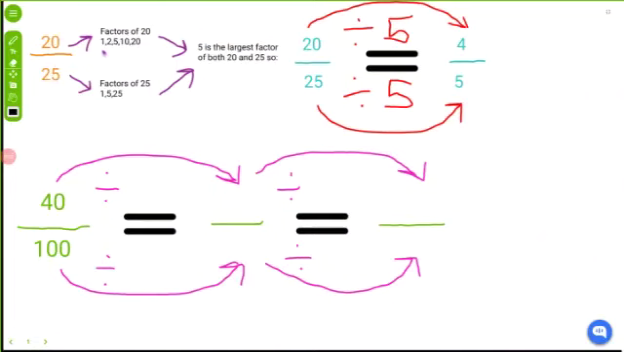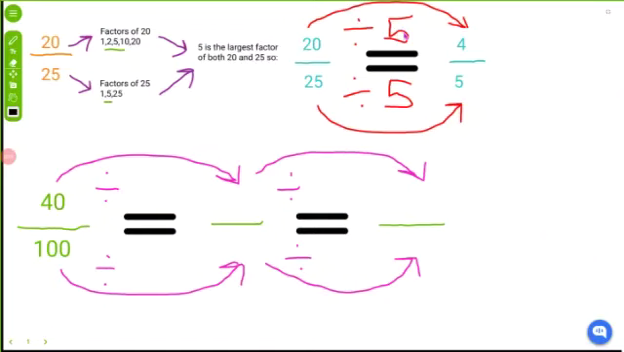So as we can see, if we look at the factors of both the numerator and the denominator, we can see that both have a 5 in it. So because both have a 5 in it, we can divide the numerator and the denominator by 5. So here it says 5 is the largest factor of both 20 and 25. So 20 over 25 means that we can divide it by 5.